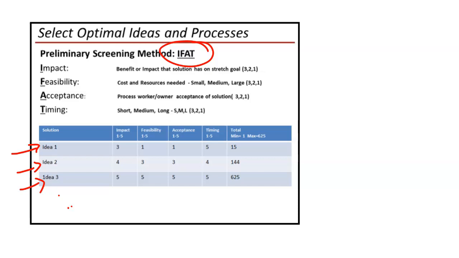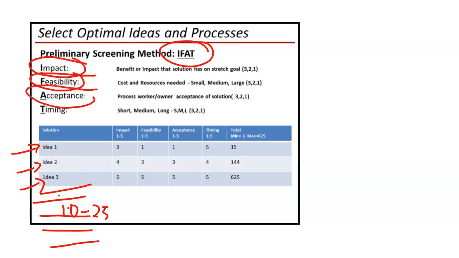But let's say that we've got not 3 ideas, but 10 to 25 ideas, and they've been listed out as row values. In an IFAT matrix, for each of those solutions or ideas, we're going to evaluate the solution on 4 key elements: impact, feasibility, acceptance, and timing. We'll give it a score, typically 1 to 3, 1 to 5.